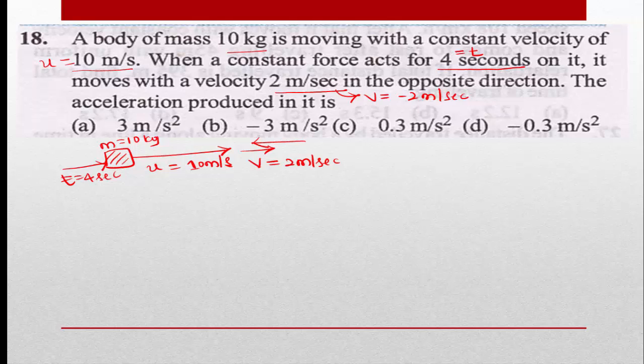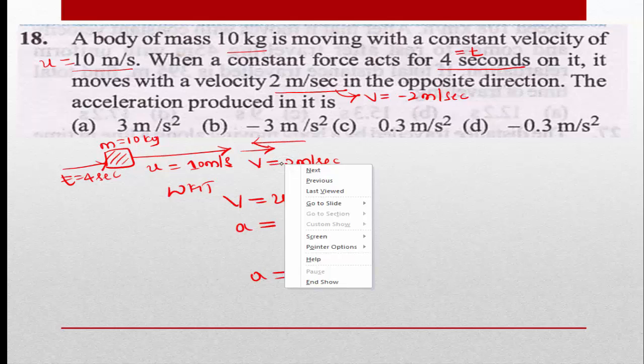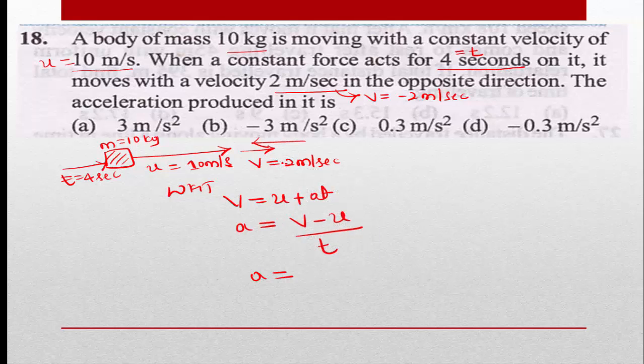The acceleration produced in it is, we know the simple formula, that is the first kinematic equation, v is equal to u plus at. Using this formula, now I am going to calculate the value of acceleration. a is equal to v minus u divided by t. Here it is in the opposite direction, so v is minus 2. The negative sign indicates it is in the opposite direction.